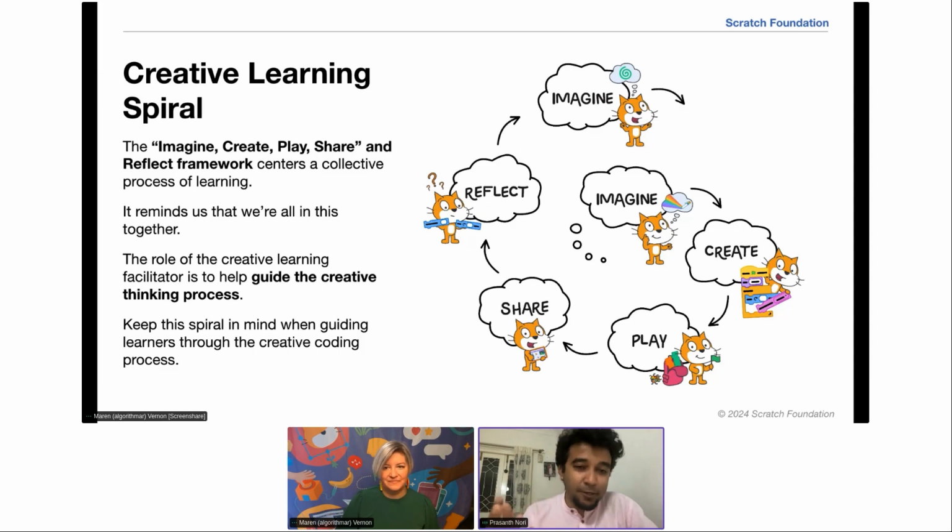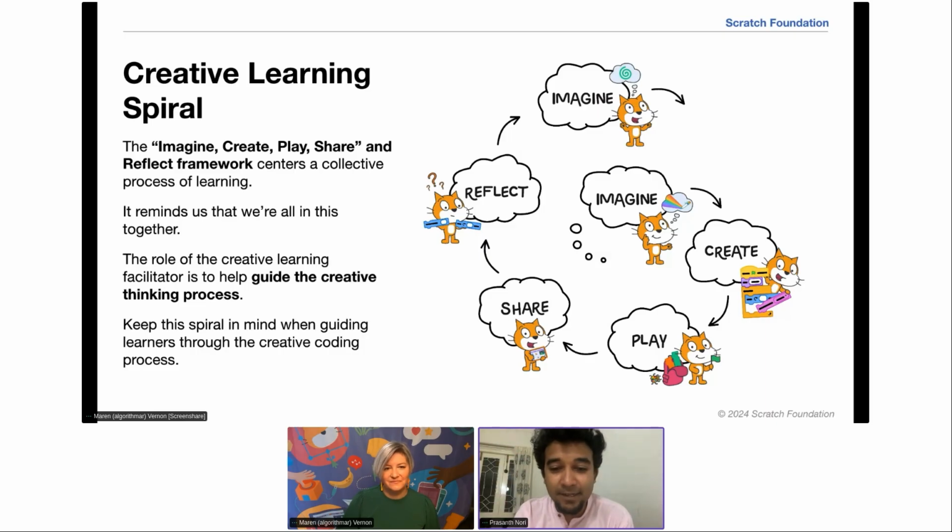And this is something a lot of us would have seen before. We call it the creative learning spiral. It's a framework for how to embed creative learning in a learning environment. So we have 5 steps, or rather than steps, more like points in a spiral. So you imagine, create, play, share, and reflect, and then get back to that whole process of imagine, create, play, share, reflect.